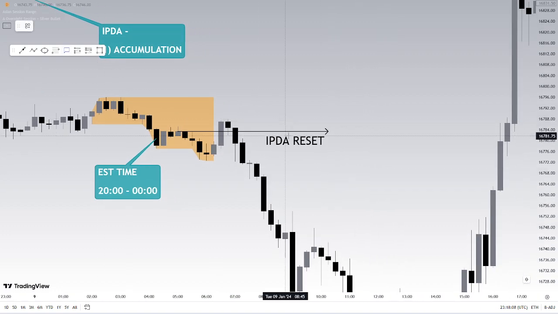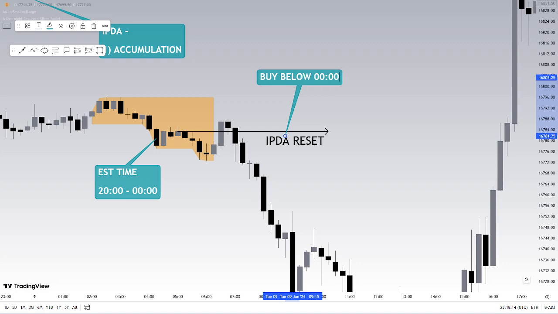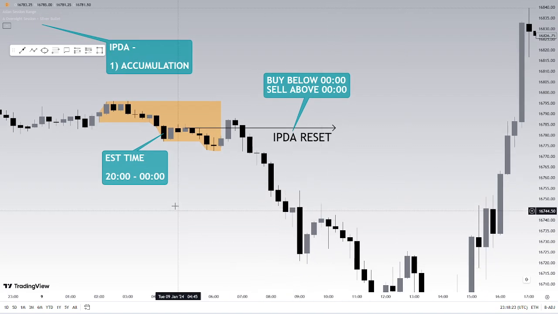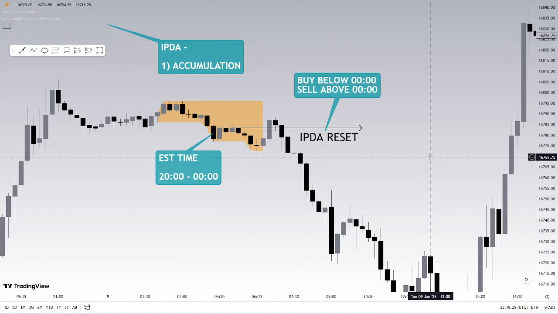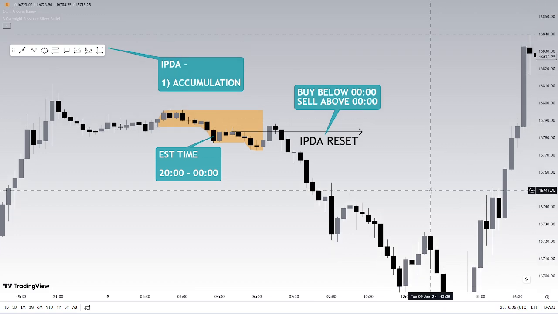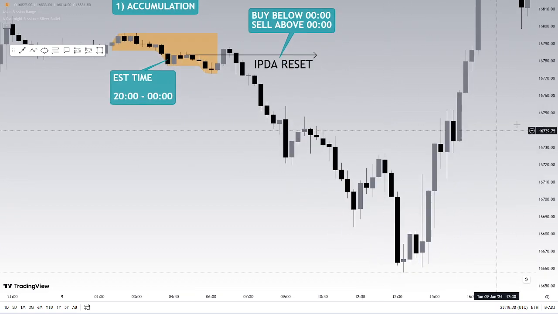Okay, so if I just put that over here, you want to buy below the midnight opening price and you want to sell above the New York midnight opening price. This is important to establish, right? This is the bread and butter of essentially how we trade. IPTA resets at the New York midnight opening price, and it's your job to sell above that and buy below that. So we're going to be looking at a buy trade. We're going to be buying below the IPTA reset price, okay?